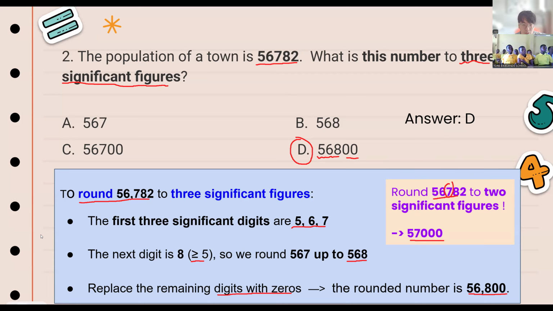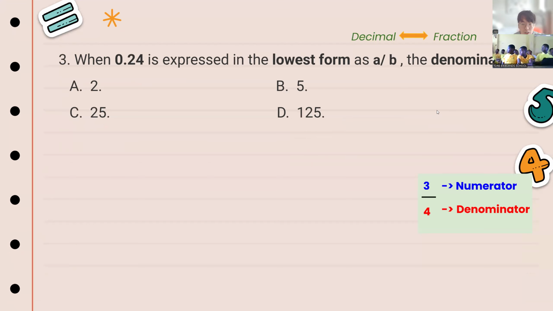Okay. I hope this makes sense for everyone. And yeah, let's look at this next question. When 0.24 is expressed in the lowest form as A over B, the denominator is what? It's in the lowest.